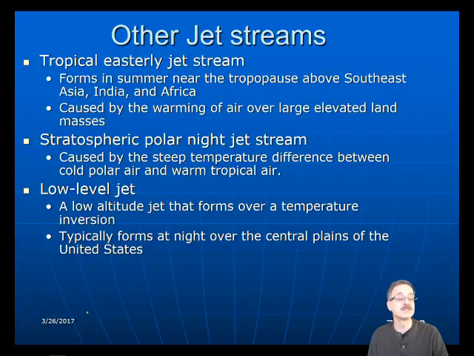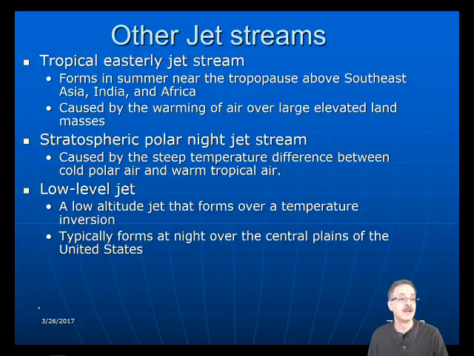All right, there are some other jet streams. Every now and then the atmosphere will create some jet streams. One of them is referred to as the tropical easterly jet stream. It usually forms in the summer near the tropopause above Southeast Asia, India, and Africa. Again, large land masses get warmer much faster in the summer than the oceans, so the atmosphere is trying to distribute that excess heat somewhere.